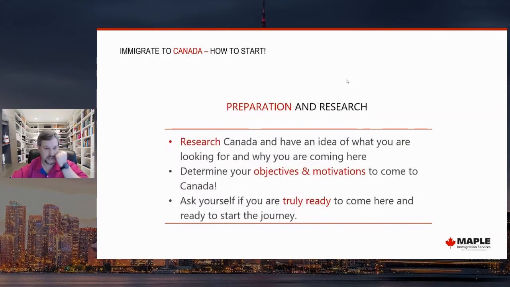All right, so preparation and research. A lot of people, when they want to immigrate to Canada, go to the immigration website and start doing their research there. I'm going to tell you not to do that. I'm actually going to tell you to go before that and research with yourself. I want you to ask yourself the hard questions, right? What are your objectives and motivations for coming to Canada? Why do you want to come here? Okay. Research Canada. Look at what Canada has to offer. Understand where you want to be in Canada. Understand why you want to come here.